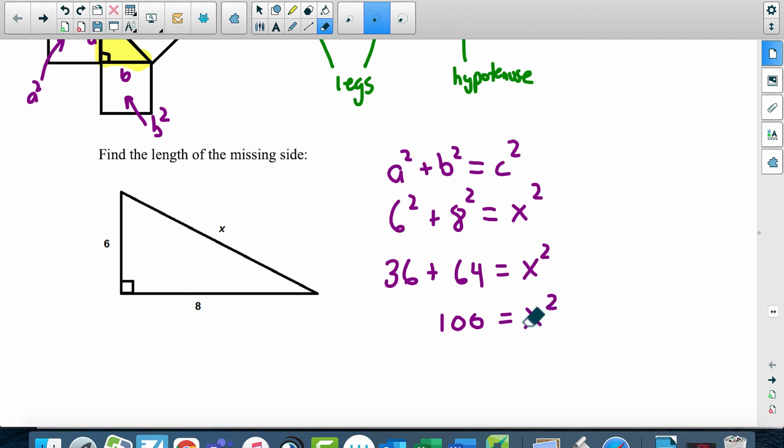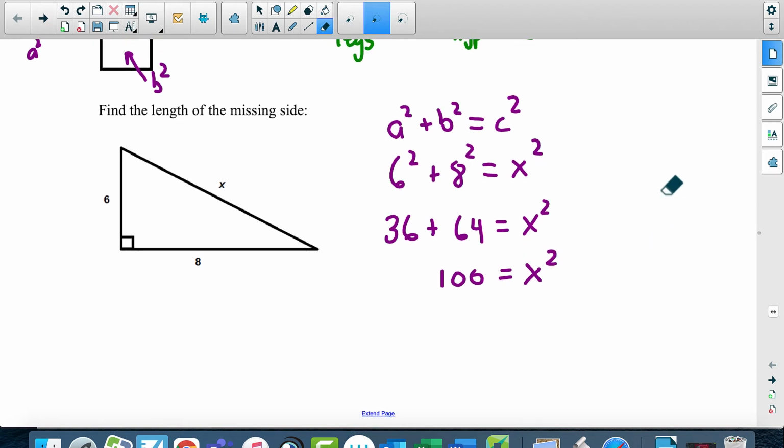We want to know what x equals. So what we have to do is get rid of this squared. We kind of have to do the opposite of squaring. What's the opposite of squaring? We talked about this a couple videos ago. The opposite of squaring is unsquaring, if you want. It's square root.